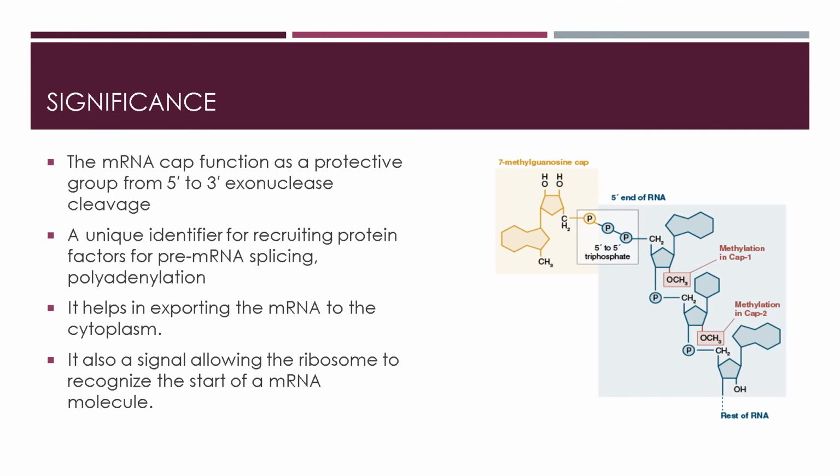The significance of 5' capping includes that it can protect the mRNA from 5' exonucleases. It acts as a unique identifier that can recruit proteins that bring about mRNA splicing and poly-A tailing. It also helps in transporting the mRNA from the nucleus to the cell cytoplasm. It also acts as a signal for the ribosome to identify the mRNA molecule.